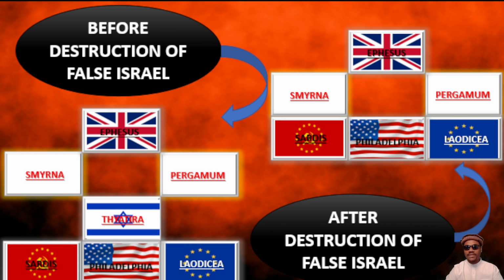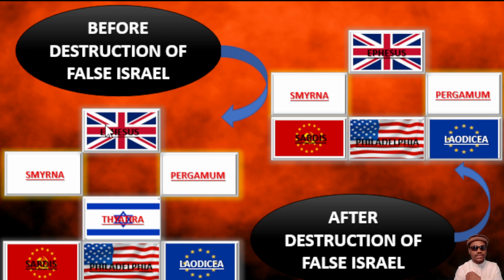So it's events that happened before the destruction and after the destruction, which you can see here. See, when it's lined up in this sequence, it's telling you that false Israel is about to be destroyed. They're surrounded and they're about to be destroyed. So this is before the destruction. See, they're present. And then after the destruction, they're not there. But this is the actual formation of the key.